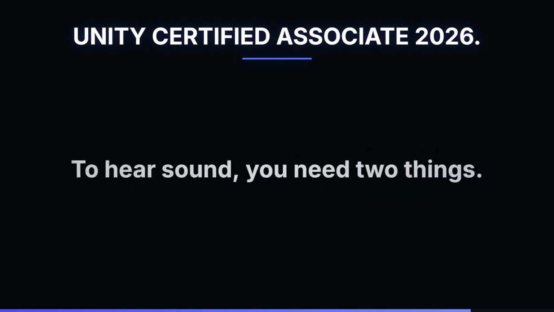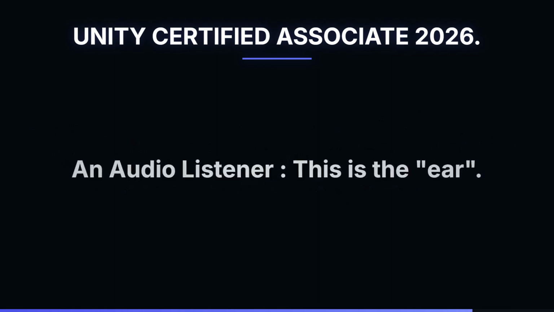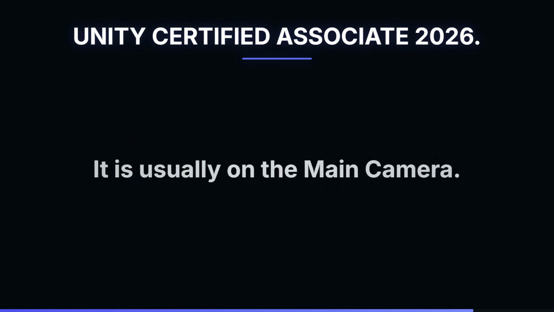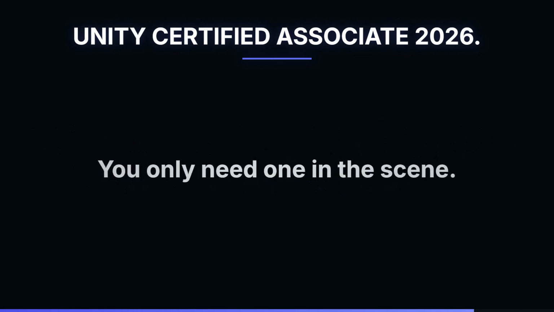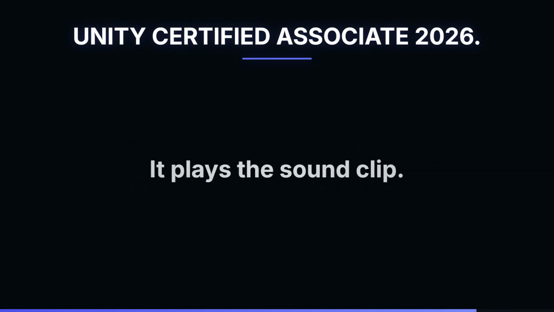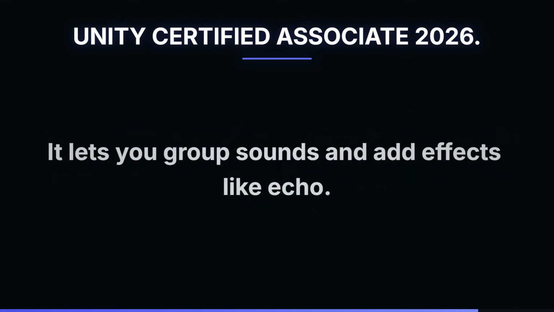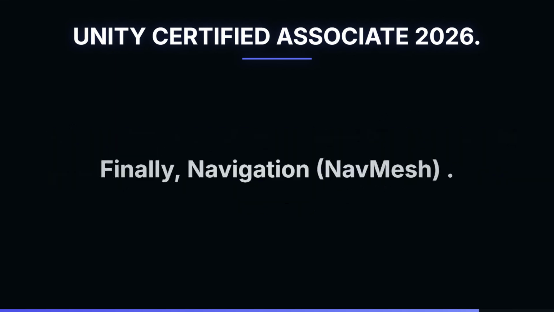Now, audio. To hear sound, you need two things. 1. An audio listener. This is the ear. It is usually on the main camera. You only need one in the scene. 2. An audio source. This is the speaker. It plays the sound clip. If you want to control volume for music and sound effects separately, you use an audio mixer. It lets you group sounds and add effects like echo.